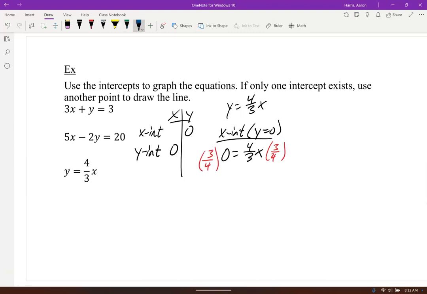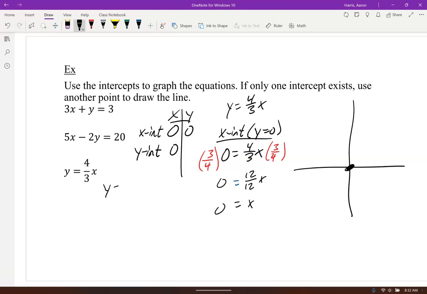So 4/3 times 3/4, see how that's going to give you 12 over 12, in other words, 1? That's what we want, right? And 0 times anything is just 0. So x is 0 when y is 0.